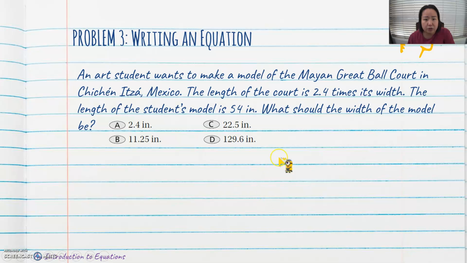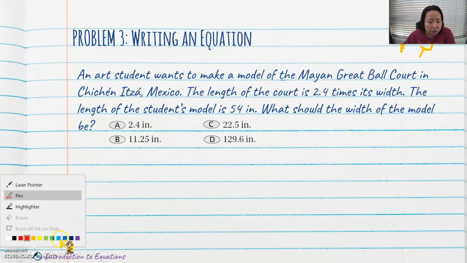We have an art student who wants to make a model of the Mayan Great Ball Court in Chichen Itza in Mexico. The length of the court is 2.4 times its width. The length of the student's model is 54 inches. So what should be the width of the model? As you can see, we have some choices here. And how are we going to find the answer to this particular problem? Let's look at our considerations here.